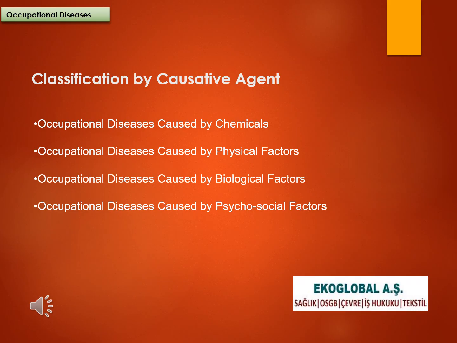When classified by causative agent, occupational diseases fall into four categories: chemical-related illnesses resulting from exposure to harmful substances such as solvents, metals, or gases; physical-related conditions caused by noise, vibration, radiation, extreme temperatures, or pressure changes; biological-related diseases from exposure to bacteria, viruses, fungi, or parasites; psychosocial-related disorders linked to workplace stress, harassment, or adverse organizational environments.